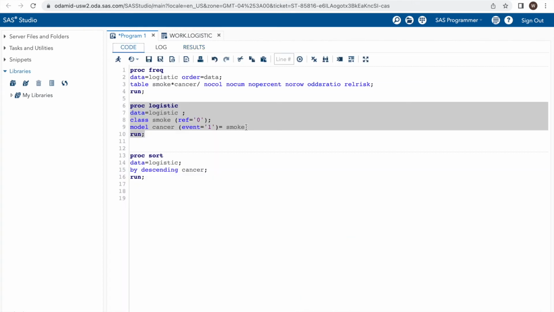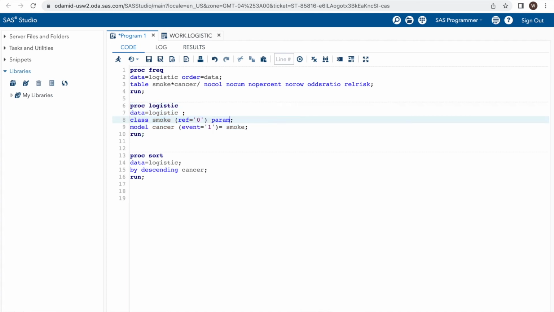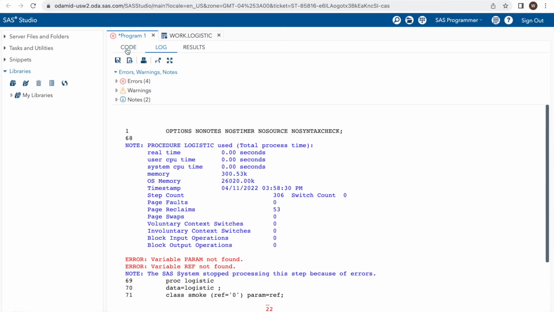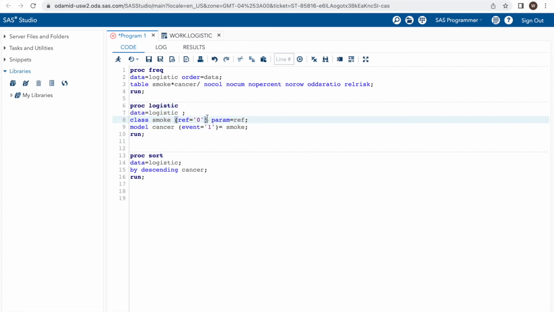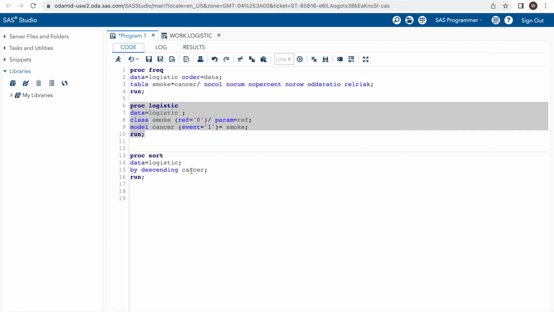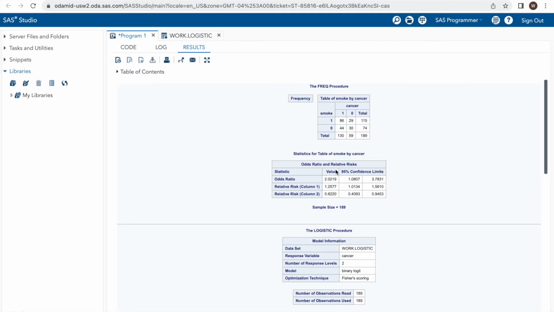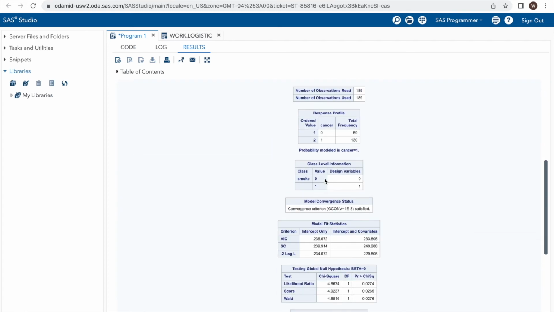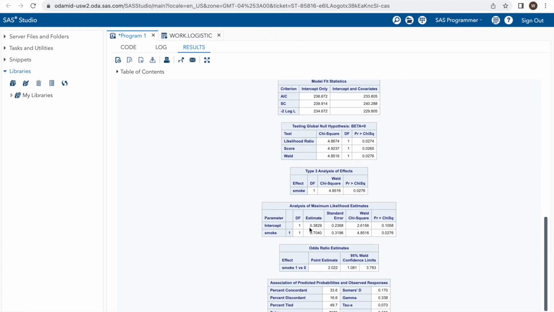I don't want design variables. I think I should be able to do... Okay, nice. So now if I run these two things together, they should give a pretty similar answer. So we have an odds ratio here of 2.02, and the results of our logistic regression will come out. We have our betas here, and for smoking versus not smoking, it's the same, 2.02.